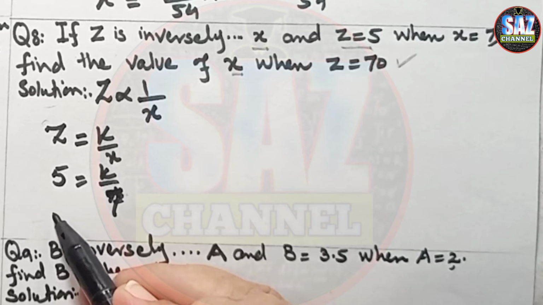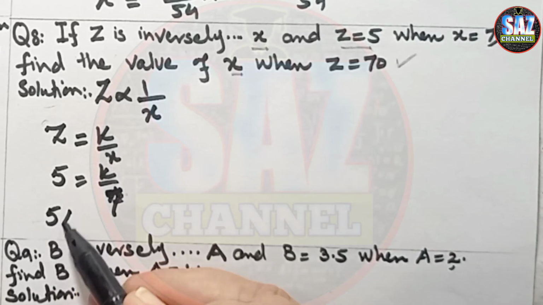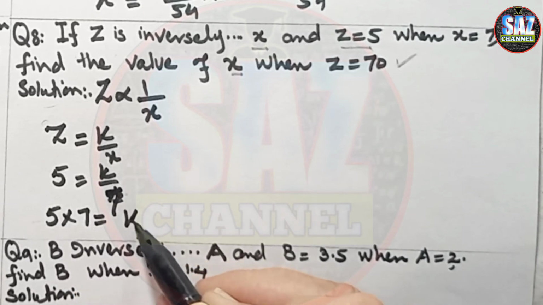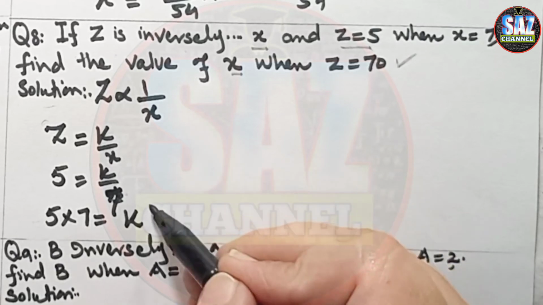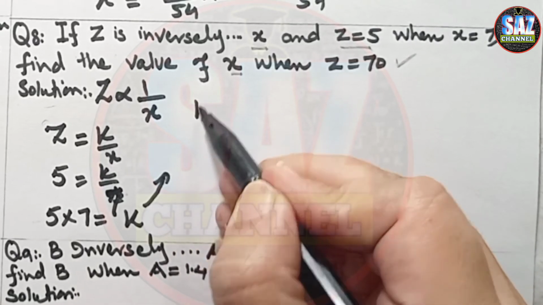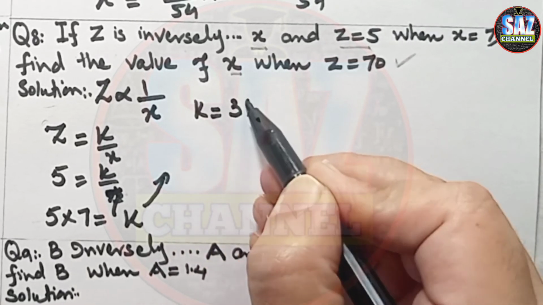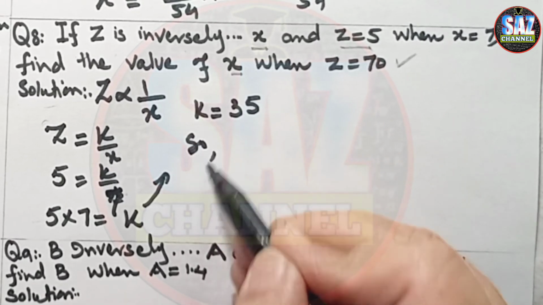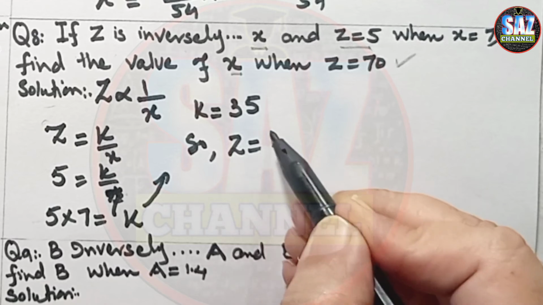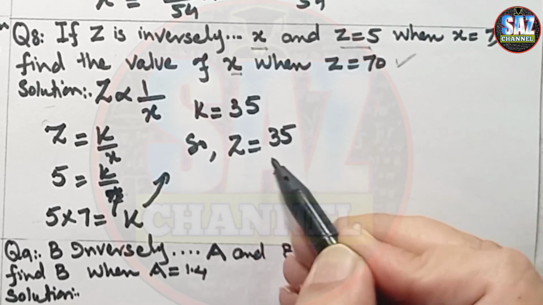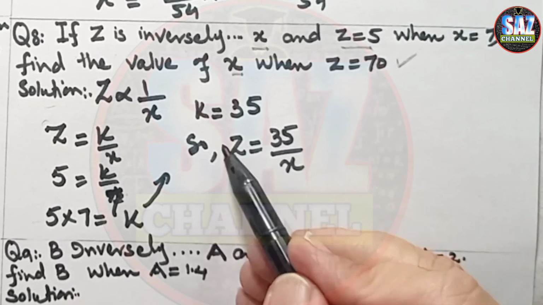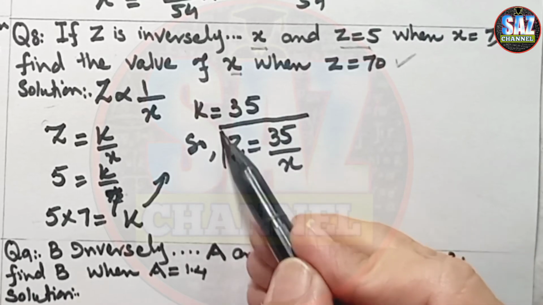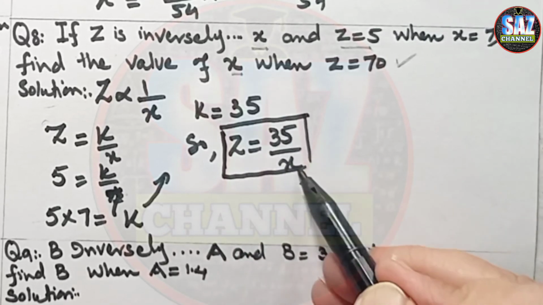Cross multiply it and it will become 5 multiplied by 7 equals k, or k will be equal to 35. Now the relationship between z and x will be z equals 35 by x. I hope you are clear how I am writing the equation connecting z and x.